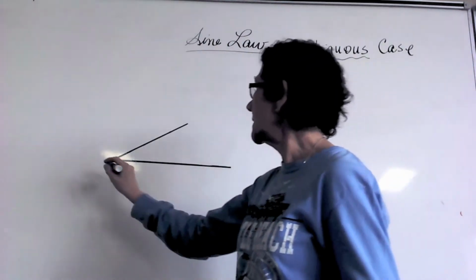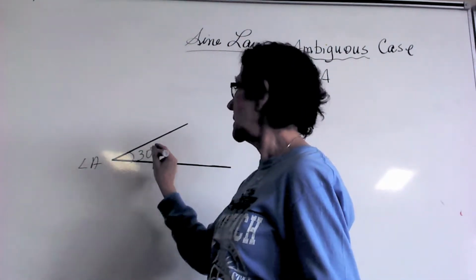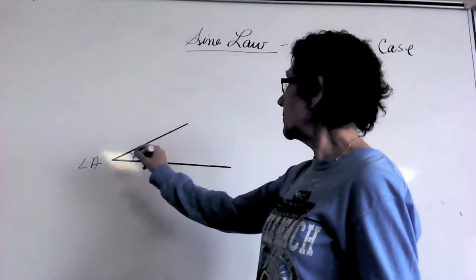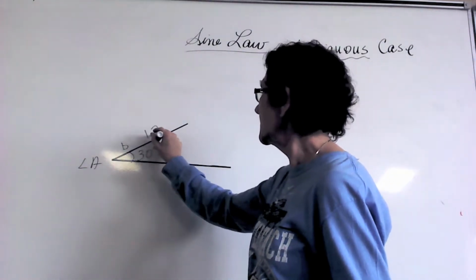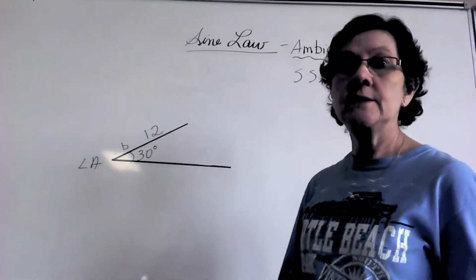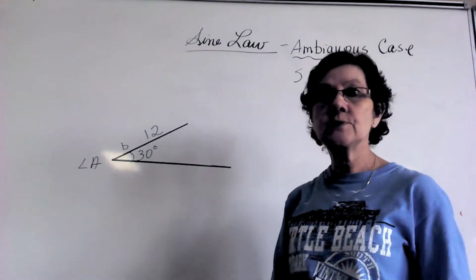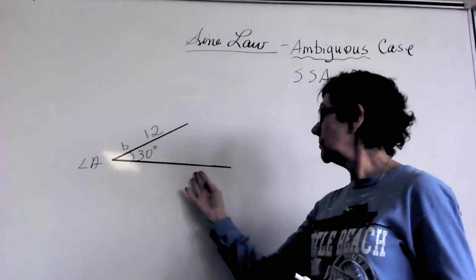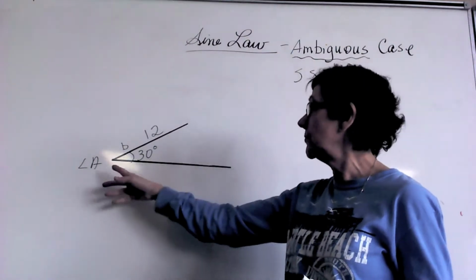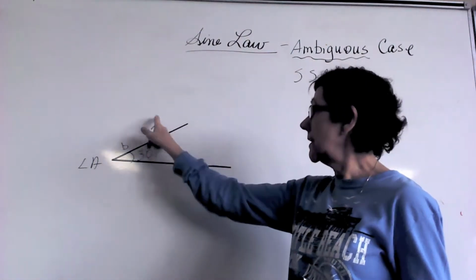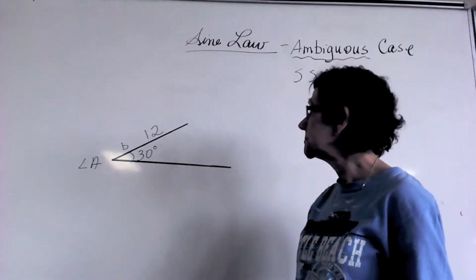In this case, this is our angle A at 30 degrees. Then this will be our side B, and it's going to be 12 units of measure. And then I'm going to give you three different scenarios for side A. This line on the bottom here is going to vary. It's ambiguous. We're not given that. We're given side, side, angle is how it'll fit into our SSA.